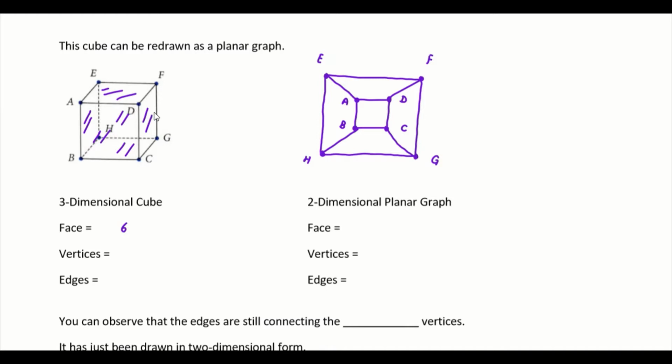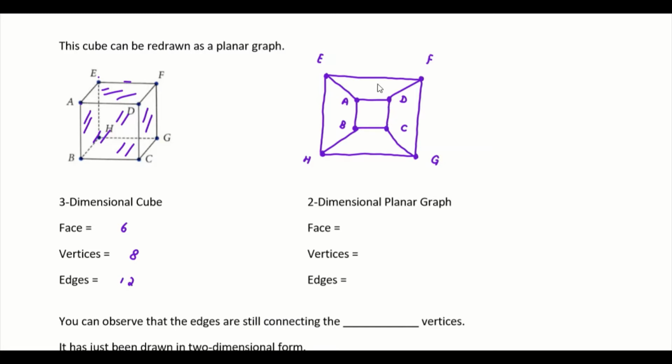How many vertices do you have for the cube? 1, 2, 3, 4, 5, 6, 7, 8. So 8 vertices. So how many edges? Edges are the places where you connect the vertices together. So 1, 2, 3, 4, 5, 6, 7, 8, 9, 10, 11, 12. So that's 12. Same thing, let's look at the planar graph that we drew here.